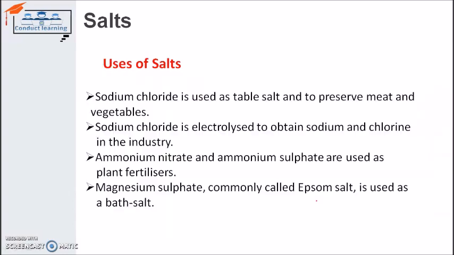Use of salts. One of the salts is known as sodium chloride, and the chemical formula for this is NaCl. It is used to make table salt and to preserve meat and vegetables. Another use of sodium chloride is to give us sodium and chlorine as a product when it reacts with water. Ammonium nitrate gives us ammonium sulfate that is used for plant fertilizers, and magnesium sulfate gives us the Epsom salt which is used for bath salt. These are the uses of some common salts.